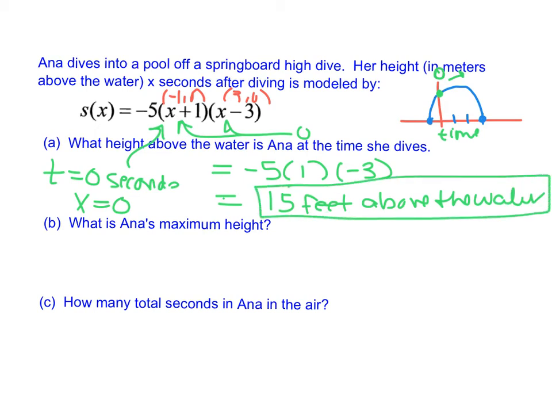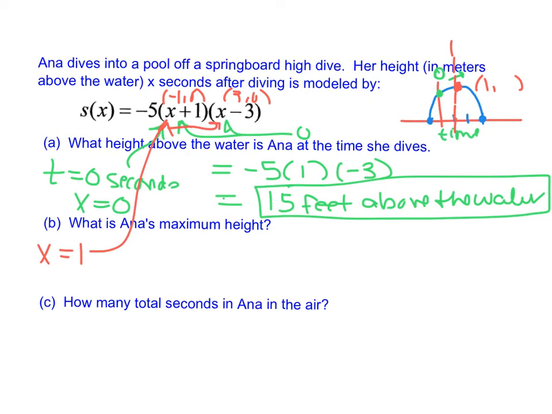Then from here it says, what is Anna's maximum height? Anna's maximum height occurs at the vertex point. And remember, when we're in intercept form, we can find our axis of symmetry and vertex by taking the average of our two x-intercepts. So here, our axis of symmetry occurs at x equals 1. So if we take x equals 1 and put it into this original equation, we can find Anna's maximum height at the time of 1 second, which is where we reach that highest point in our dive.